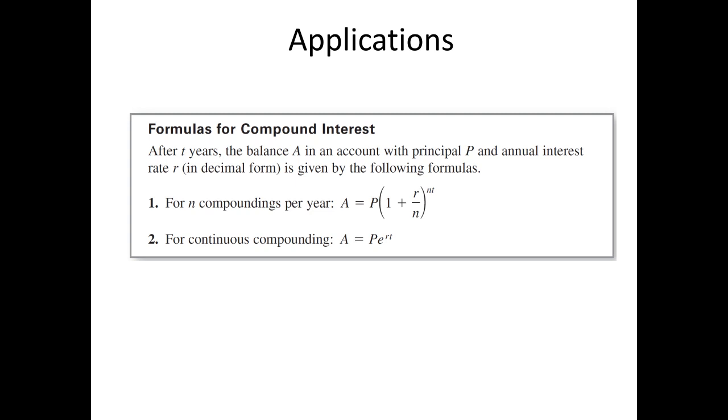Okay, so here are the two formulas that I was referring to. So whenever you're reading a word problem, if it says continuous compounding, then this is a formula you want to use. A still stands for your future value, P is your present value, R is your rate, and T is your time. But E is just going to be your natural number that is in the calculator.